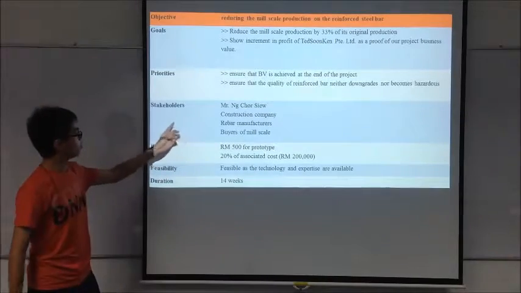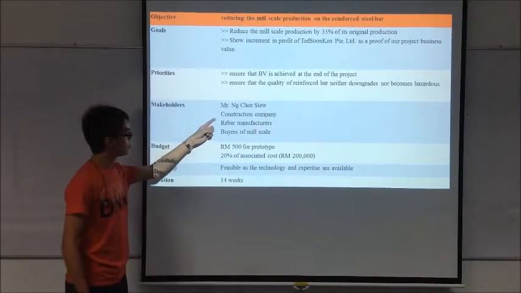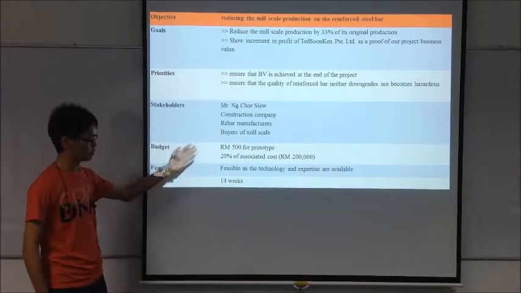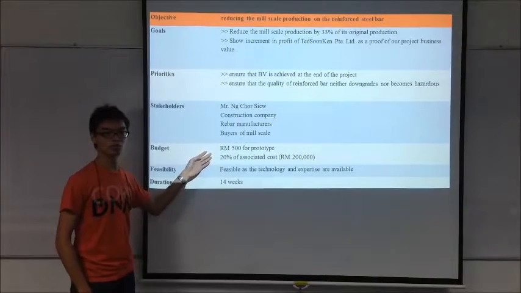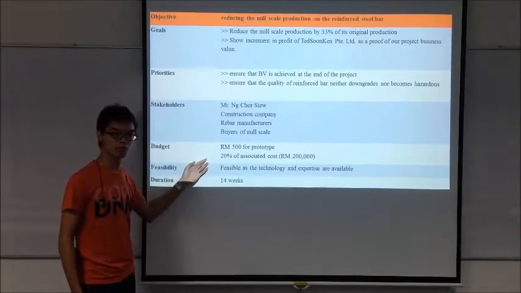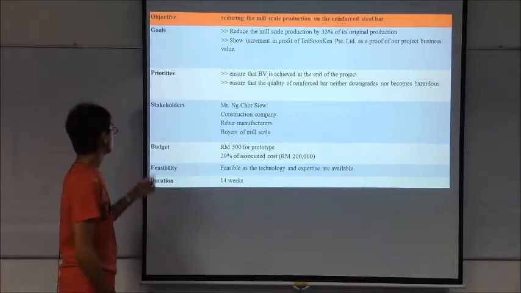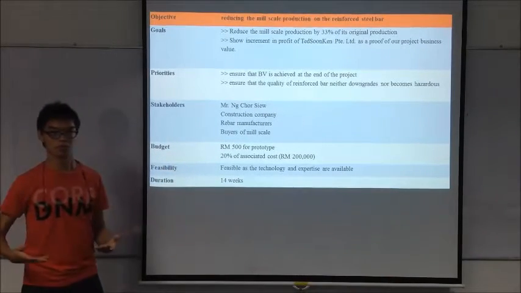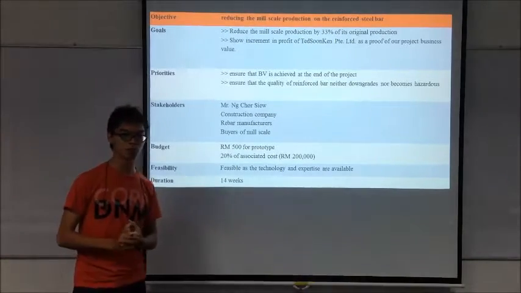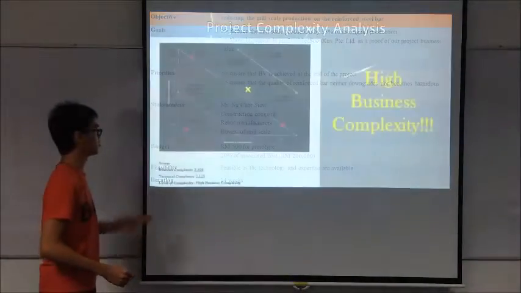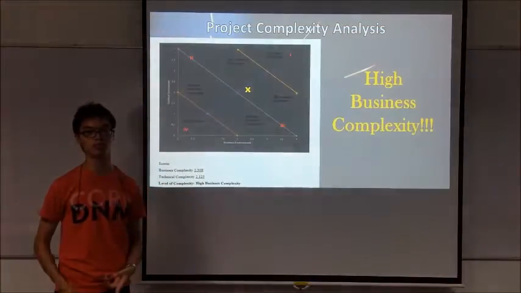Here are the 4 stakeholders of our project: Mr. Ng Cho Siu, construction company, rebar manufacturer, and the buyer of mill scale. We will be allocated 500 ringgit Malaysia for the prototype and 20% of our associated costs for our actual product. Our product is feasible as the technology and expertise are available. We have been allocated 14 weeks for our project. And this is our complexity analysis. We are categorized under high business complexity.